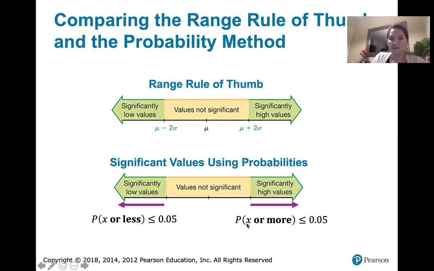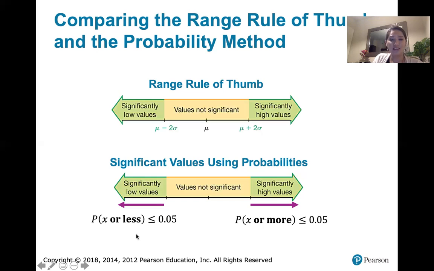But notice what we have in parentheses. When we're talking about X successes, when we're talking about a significantly high number of successes, we want the probability of having X successes or more than X successes to be less than or equal to that 0.05 or 5%.